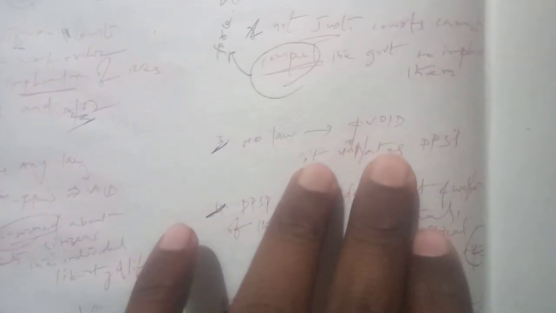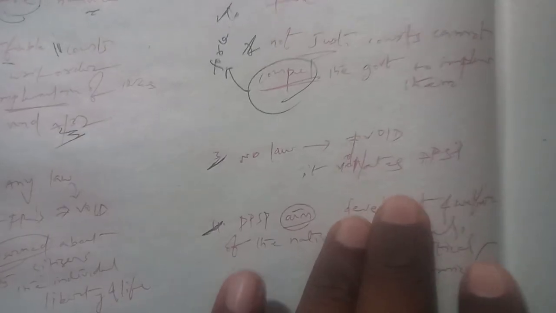Third point from the FR. FR means fundamental rights. Article 13 says any law or order that violates the fundamental rights will become void. Third point in DPSP: No law or order becomes void if it violates the DPSP.